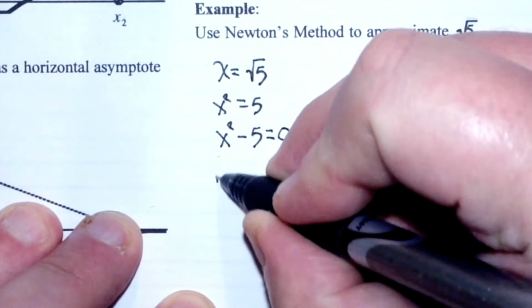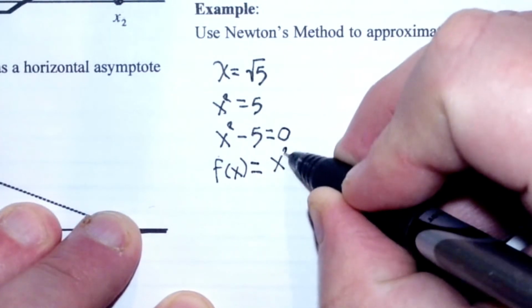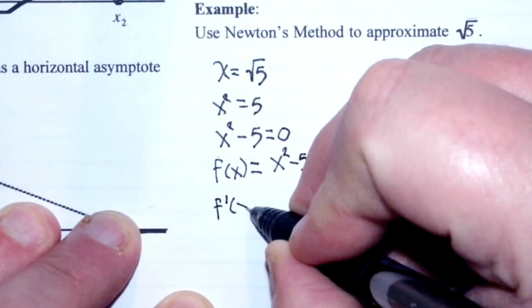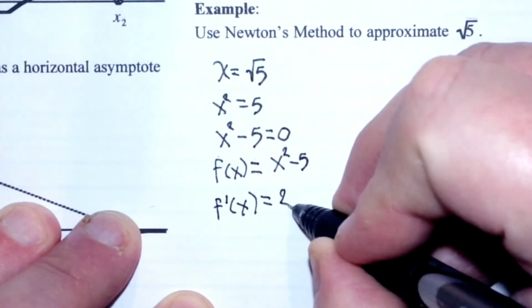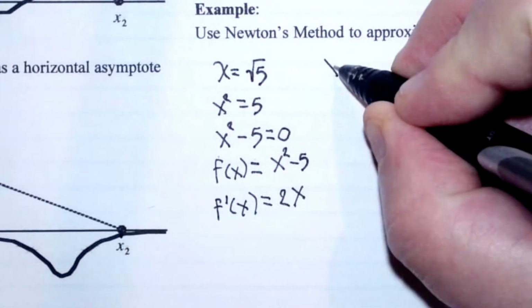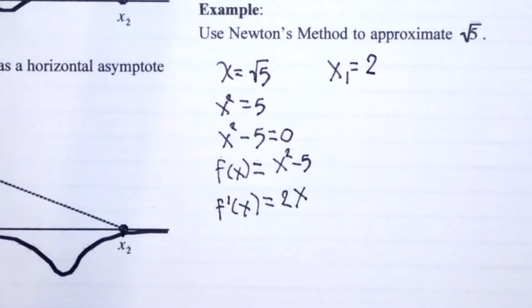This part here is the f of x. We need to find f prime of x. That's going to be 2x. And we need to make an initial guess. Well, the square root of 5 is going to be bigger than 2 because 2 squared is 4, but it's going to be smaller than 3 because 3 squared is 9. So how about we use as our initial guess x1 equals 2.